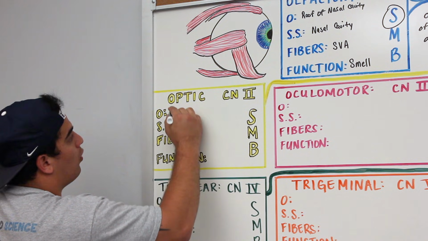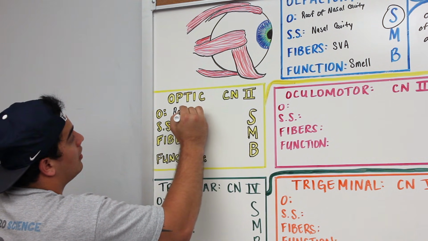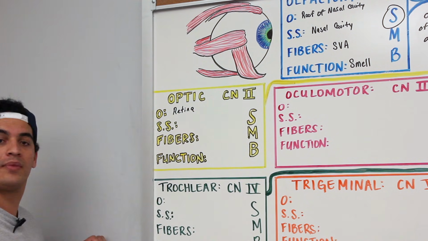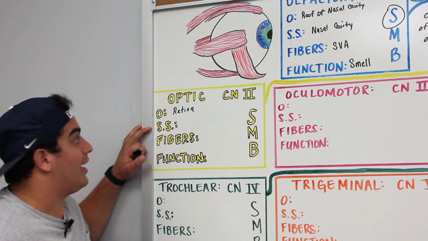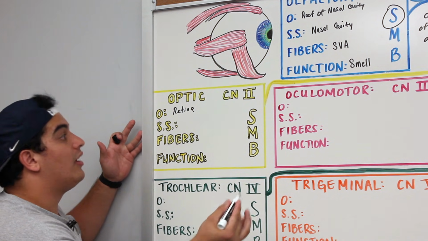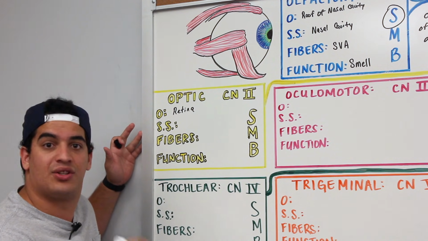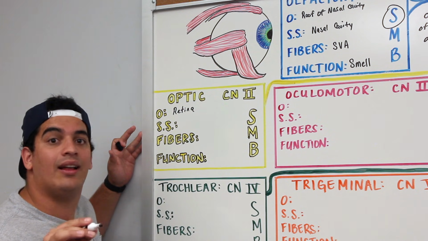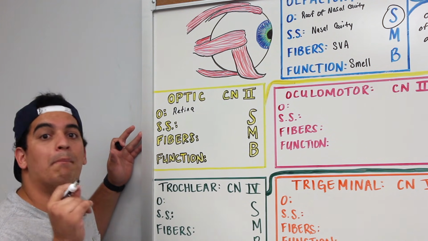So what would you actually say the origin is? It's technically in the retina. Okay, what structures is it supplying? It's supplying the eye, but specifically it's picking up information from what? The photoreceptors, the rods, the cones, and even the ganglion cells, which are containing the pigment called melanopsin.